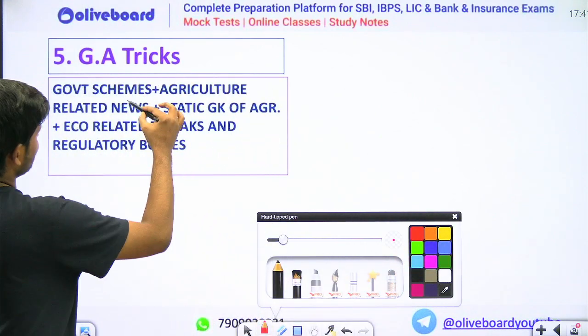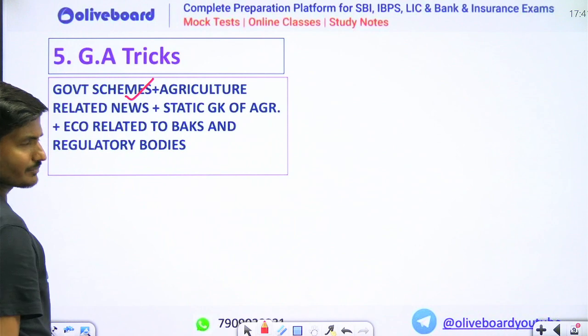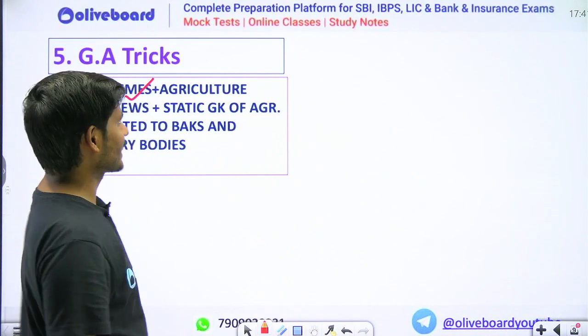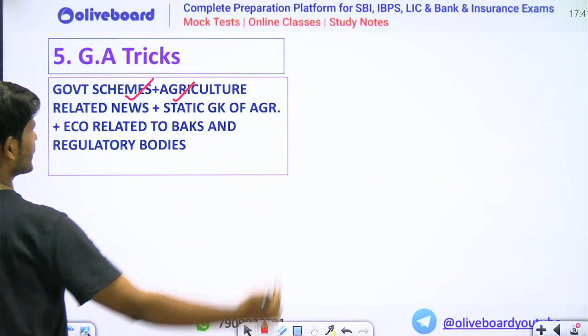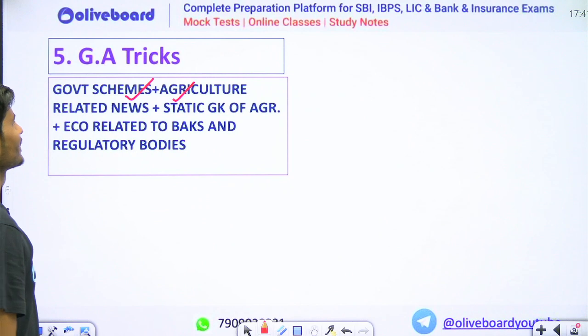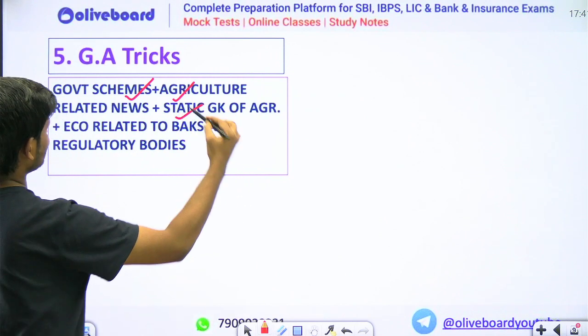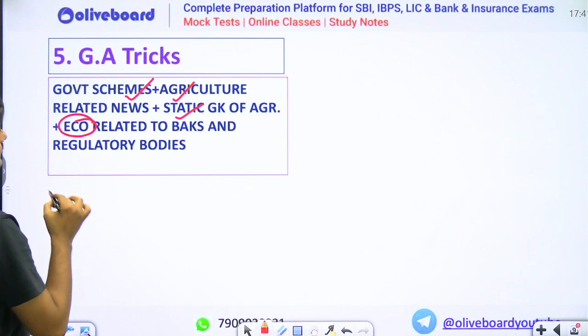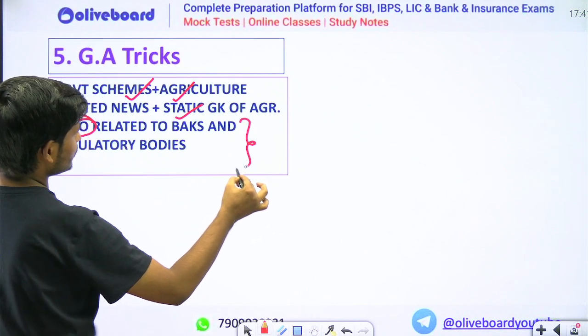Obviously we have seen that we will focus on the government schemes. Along with that, just try to focus on the agriculture related news when it comes to general awareness. Static GK of agriculture you also have to see, plus economic news related to banks and regulatory bodies. That is also very important.